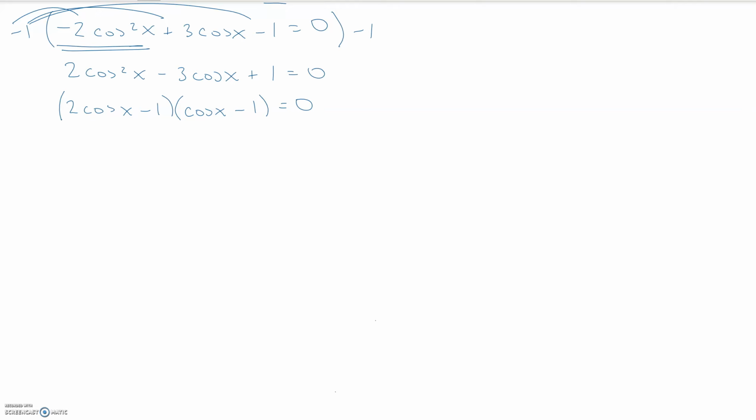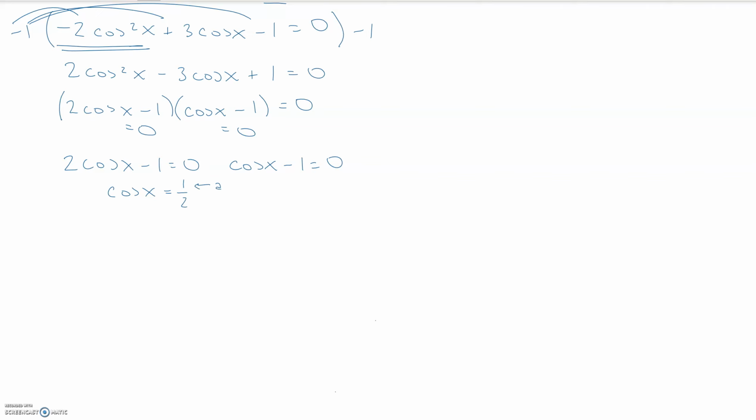And factor however it makes sense for your brain. From here, I'm good to go, so I'm going to go ahead and set this guy equal to 0, this guy equal to 0. I get 2 cosine x minus 1 equals 0. And I have cosine x minus 1 equals 0. Adding 1, dividing by 2, I get cosine x equals 1/2.